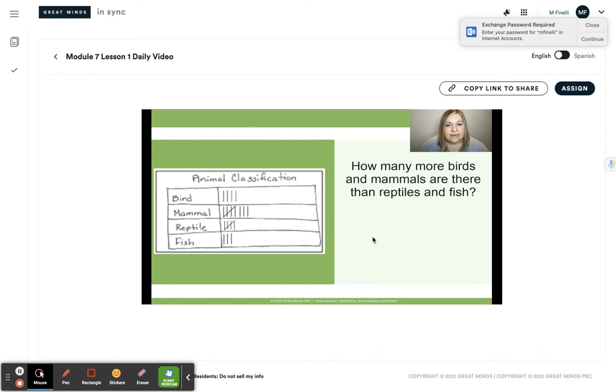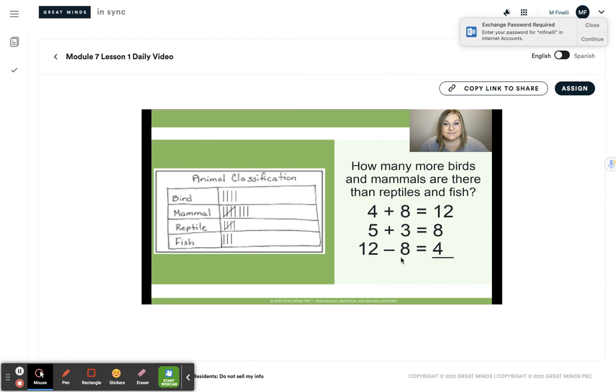Our next question asks, how many more birds and mammals are there than reptiles and fish? Take a moment to think about how we might solve this problem. I heard some of you say that we need to add up the number of birds and mammals together first, which is 12. Then we need to add the number of reptiles and fish together, which is 8. Then we have to subtract in order to find out how many more birds and mammals there are than reptiles and fish. 12 minus 8 is 4. Great work, friends.